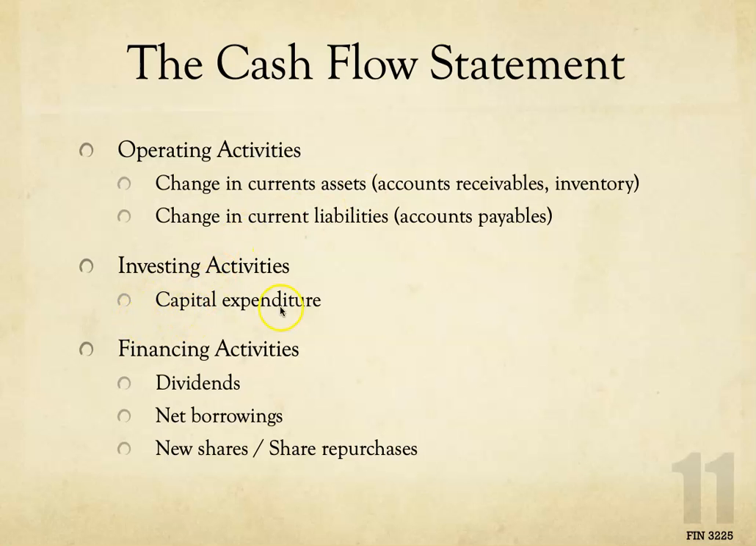For the capital expenditure, like when we purchase fixed assets, they are the investing activities. We pay dividends, we borrow new debt, or we issue new shares, or even we buy back shares. Those involve cash that we pay or cash that we receive, and they are the financing activities, with the dividends or the debt.